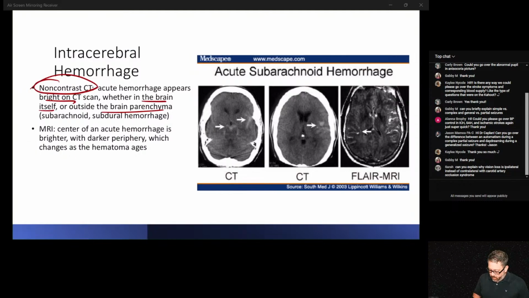Question about vision loss. So the carotid artery, the reason why is because of the way the carotid artery does it.